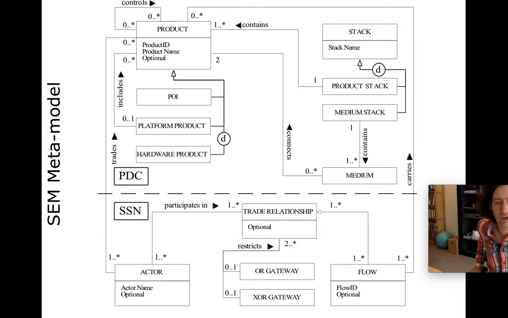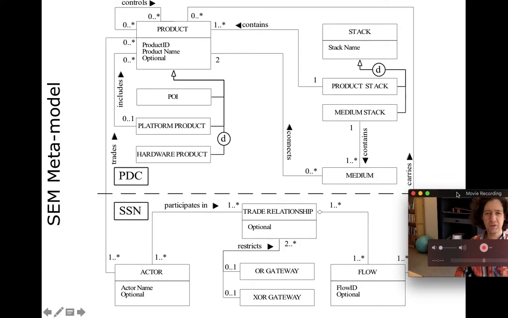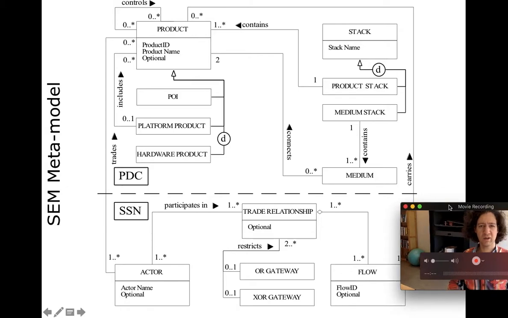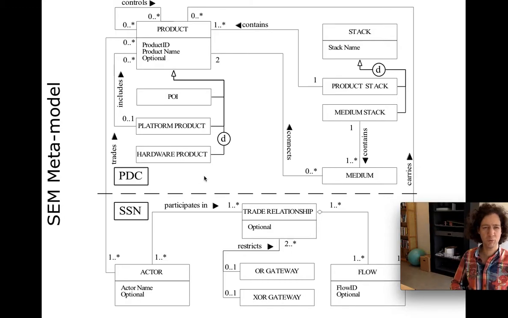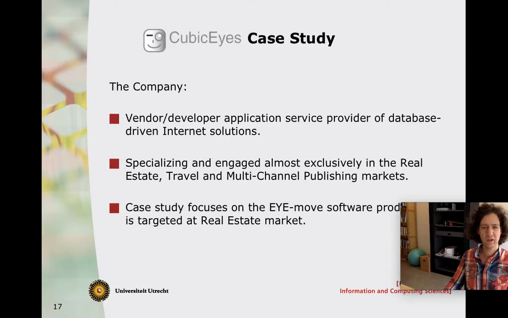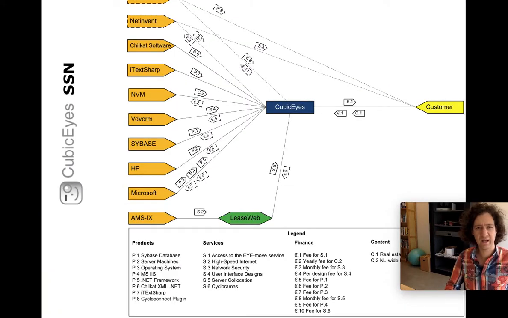So at the bottom you can see all the usual suspects. You see the actor, you see the trade relationships, you see the flows. And at the top you can see the product stack, of which it is a part. Whether it's a platform or hardware product, the medium that connects these two different stacks to each other. And through this metamodel we show that there's a connection. This is really important. It looks a bit formal, but it's really important for the modeling. Let me move ahead quickly.